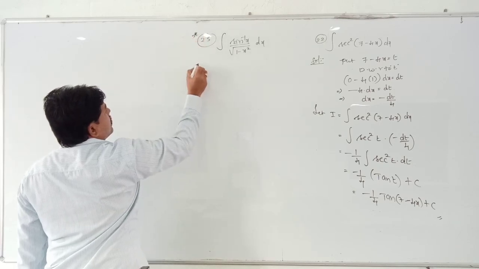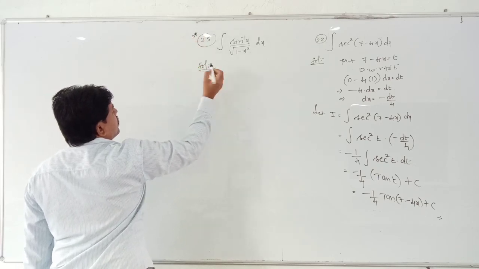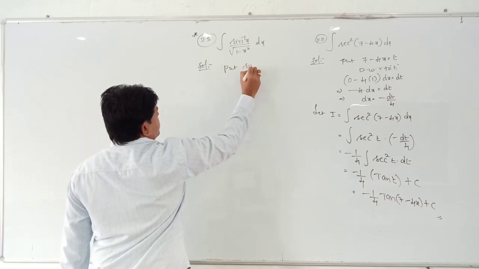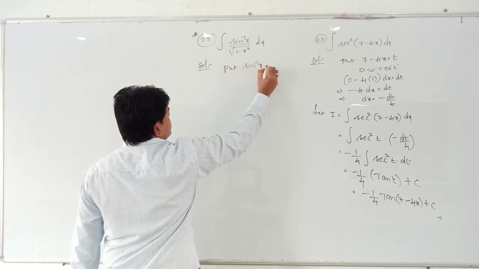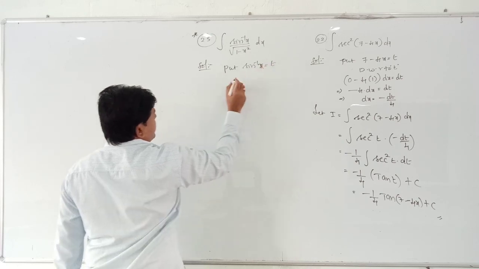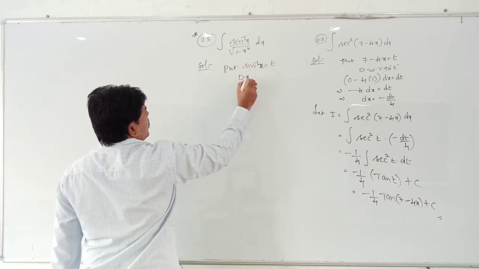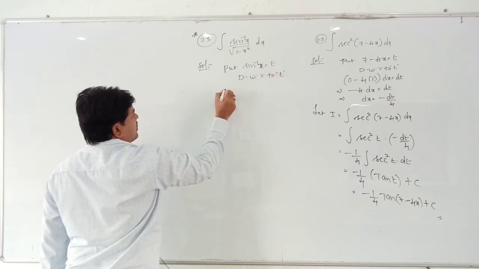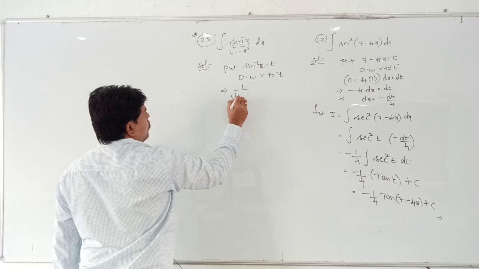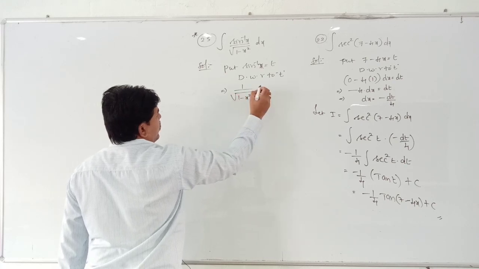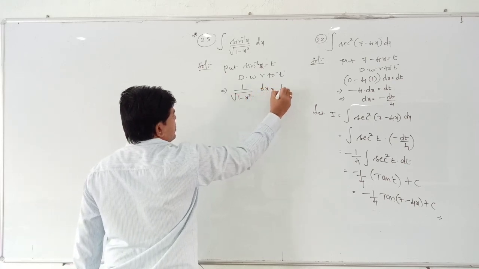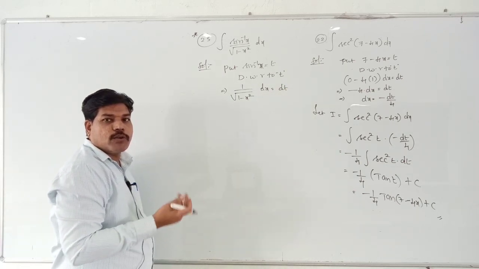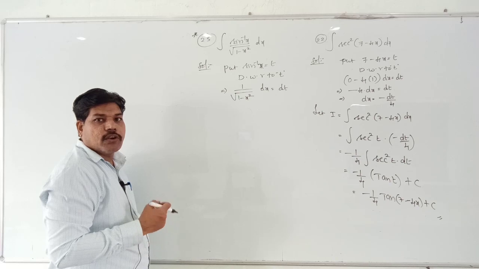So take that. First I will put sin inverse x is equal to t. Differentiate with respect to t. The derivative of sin inverse x is 1 by root of 1 minus x square, into dx is equal to dt.